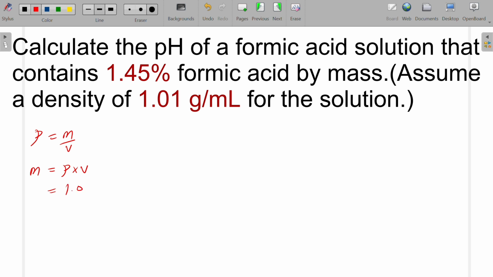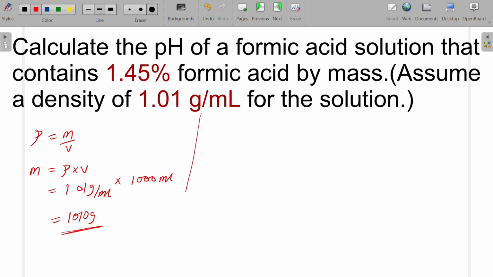The density is 1.01, in units of grams per mL. Since we have units of mL here, we are going to represent our volume also in mL instead of liters. 1 liter is equal to 1,000 mL, and that's what we are going to use. When we do the mathematics, we find that our mass of solution is equal to 1,010 grams. So this is the mass of solution that we have.